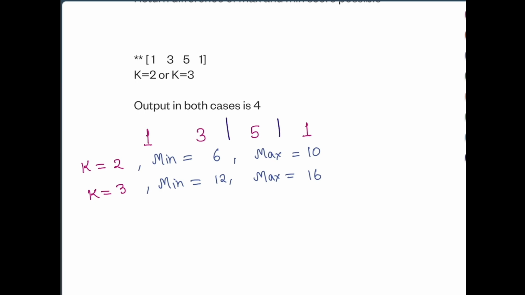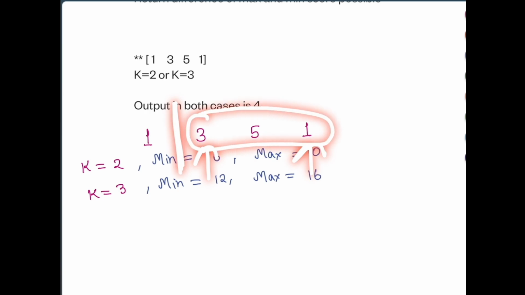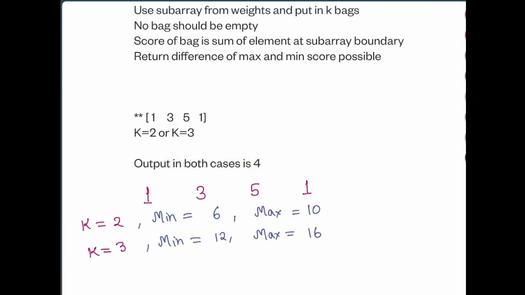Now, what is the approach here? How can you solve this? What is your thought process? The most important point to understand here is you only care about the boundary elements. Okay, if you are splitting your array at this point and your subarray is this one, 3, 5 and 1, you don't even care about 5. That's very important to understand here. So you have elements as 1, 3, 5 and 1.